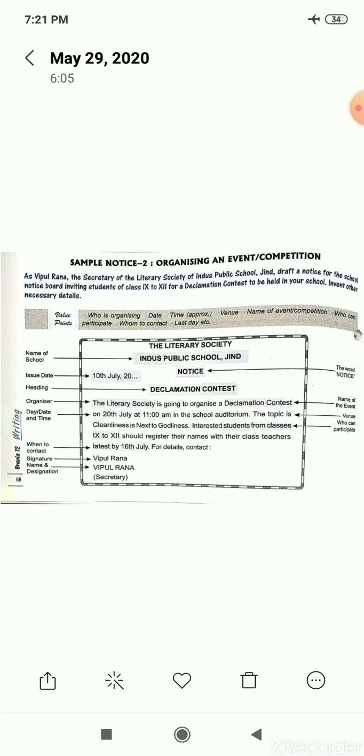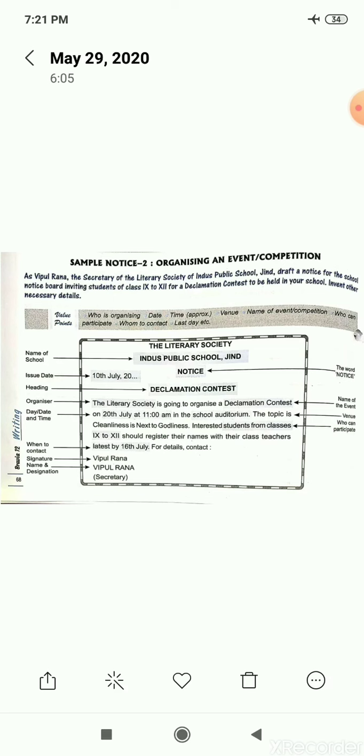Secretary of Literary Society. Literary Society is the society that is formed in schools and colleges that organizes the events related to art and literature. Right? So see what event is waiting for us. The name of the school is Indus Public School, Jind. Right? So, what is the question?